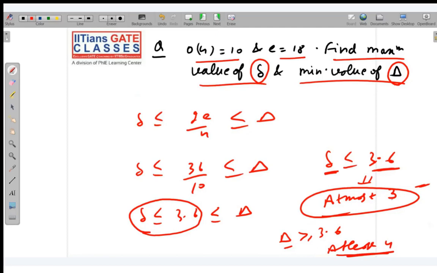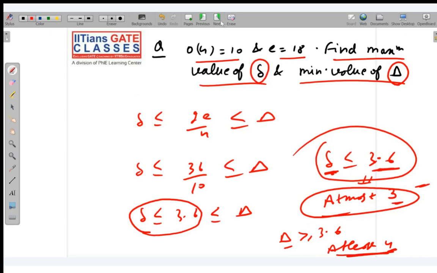And why am I taking this as 3 and 4? Because we have a graph, so degree cannot be in decimals. For any vertex, how can it be 3.6 degree? Not at all possible. Minimum degree cannot be 3.6, so you should take 3 or 4. That was the confusion. So I have given you the proof that you should take 3. You cannot take 4, because it is already less. Since it is already less, how can you take 4 here?